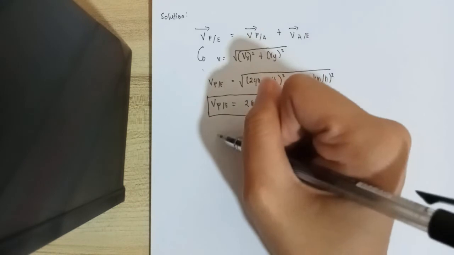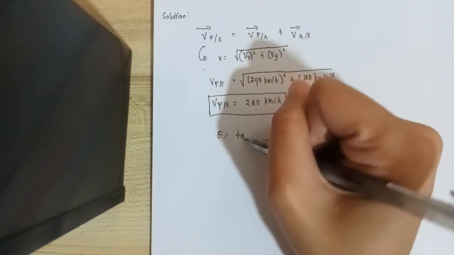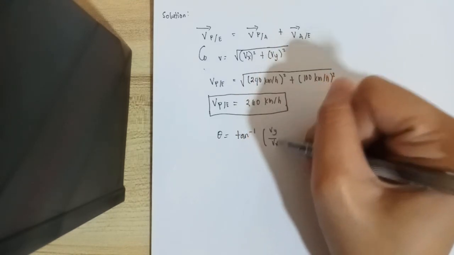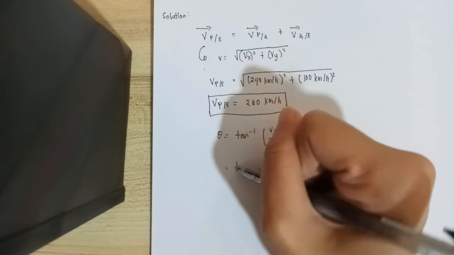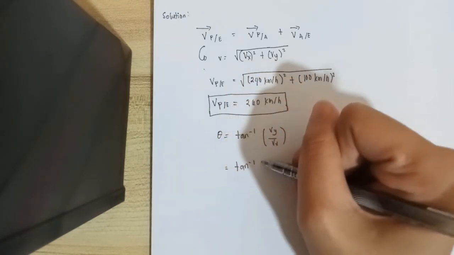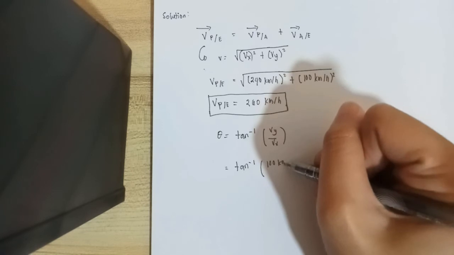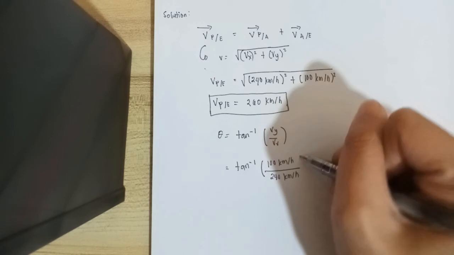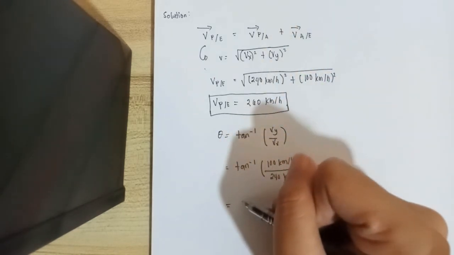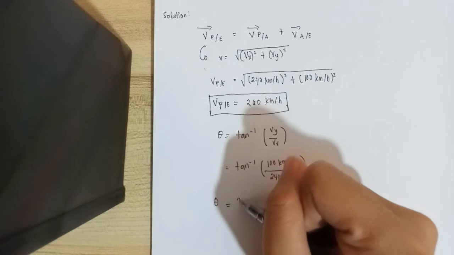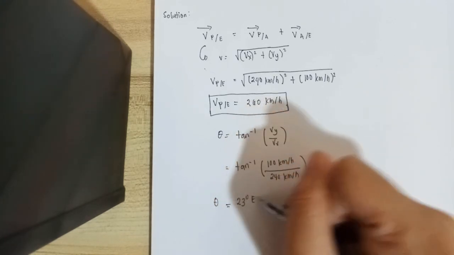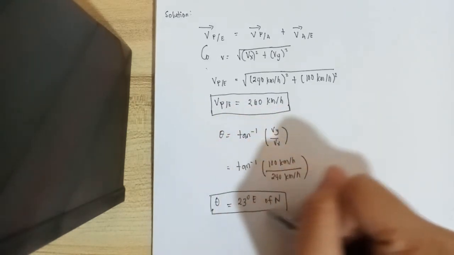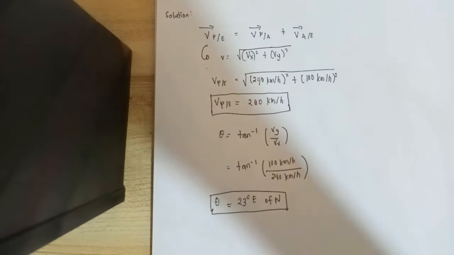So if you also want to solve for the direction, you can use the arctan. Theta is equal to the arctan of Vy over Vx. So arctan of 100 km per hour over 240 km per hour. So theta is equal to 23 degrees east of north. That will be our final answer.